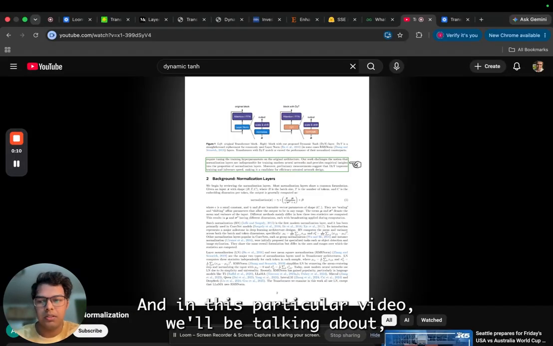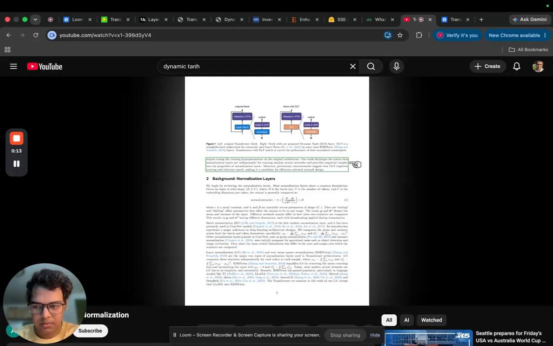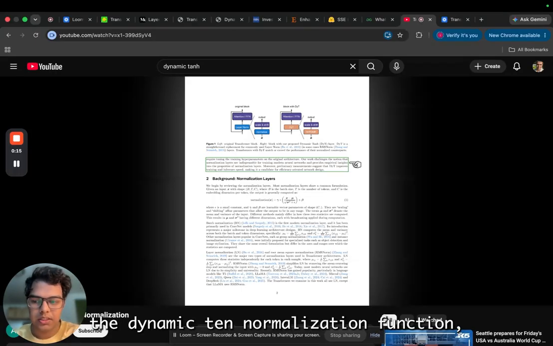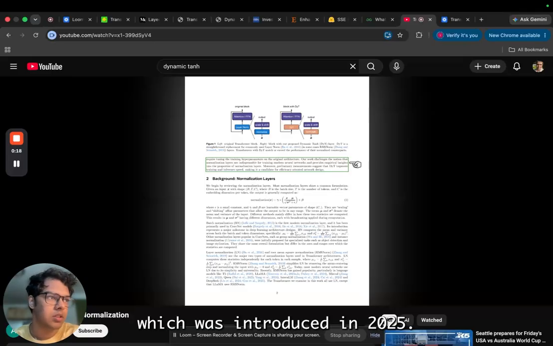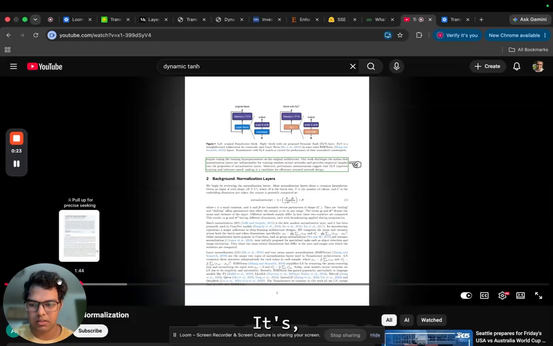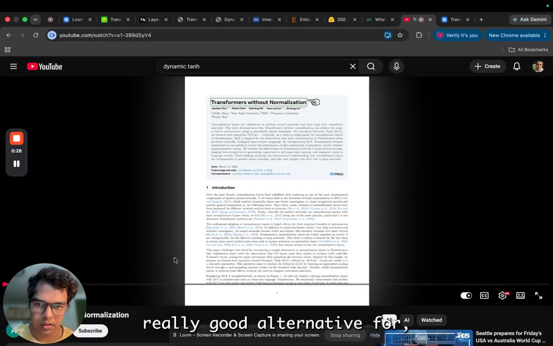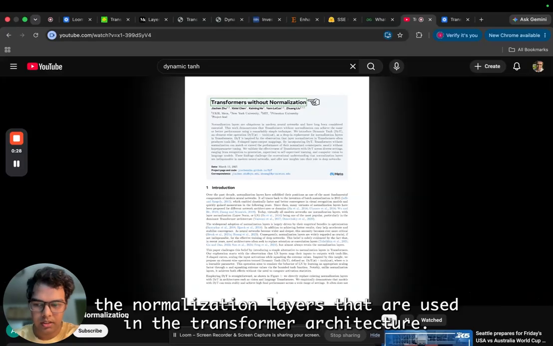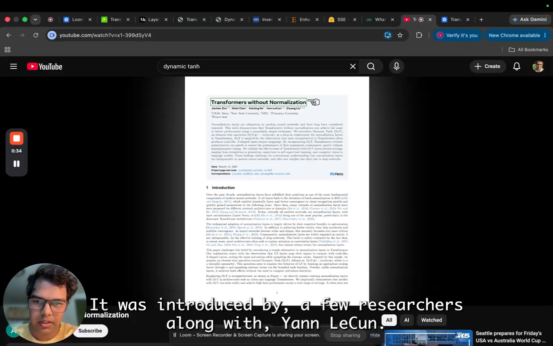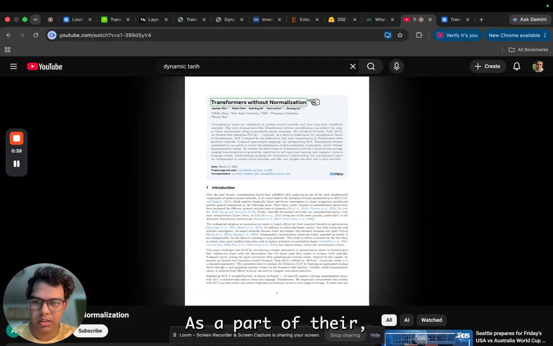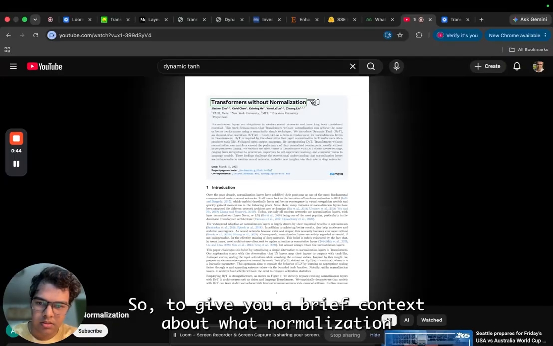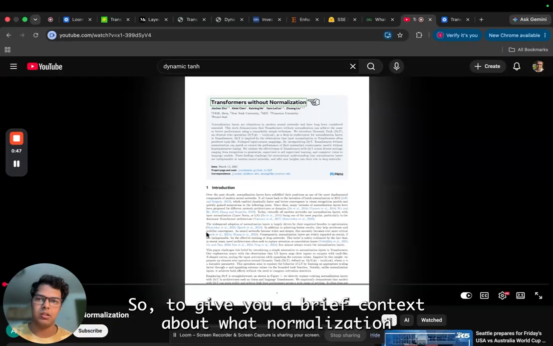In this particular video, we'll be talking about the dynamic tanh normalization function, which was introduced in 2025. It's a really good alternative for the normalization layers that are used in transformer architecture. It was introduced by a few researchers along with Yann LeCun as a part of their FAIR research at Meta.